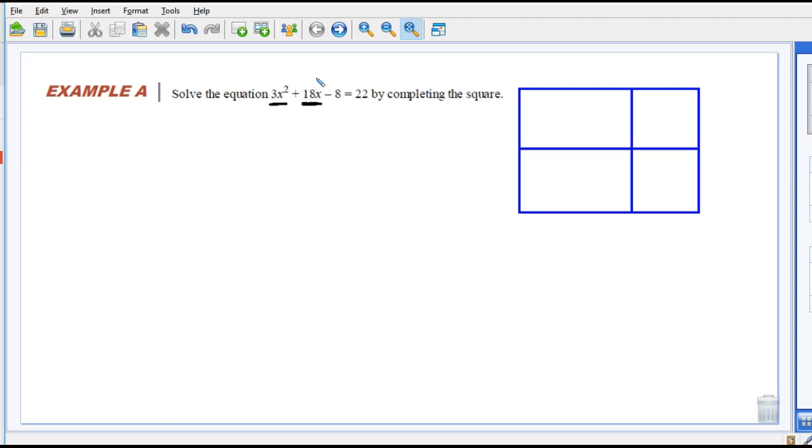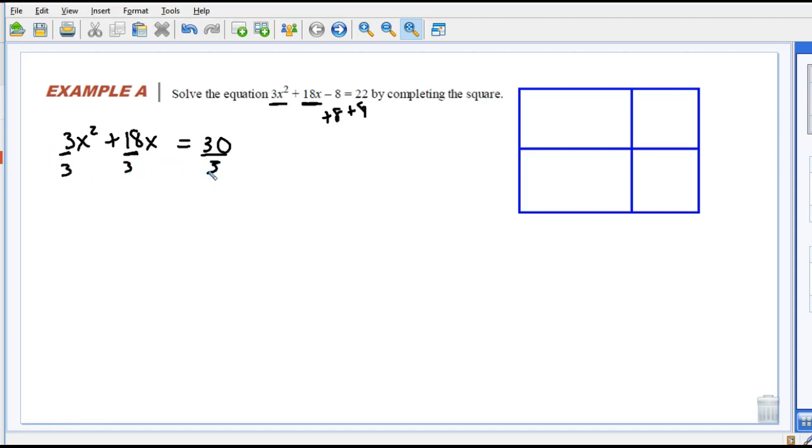So the first thing we're going to do is have just one side be x's. So I'm going to add 8 to both sides, and I'm going to rewrite it over here. So I get 3x squared plus 18x equals 30. Now one thing I've noticed is that this is a 3, 18, and 30. All these numbers are divisible by 3, and that's going to make this a lot nicer to work with. So I'm going to divide everything by 3. Divide this by 3, divide this by 3, and divide this by 3.